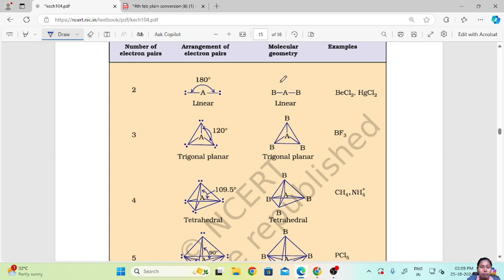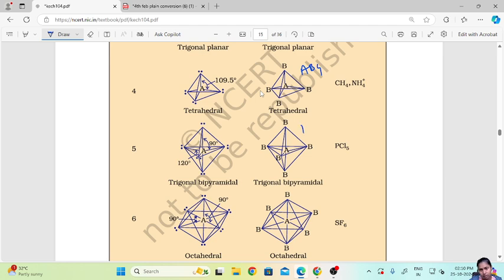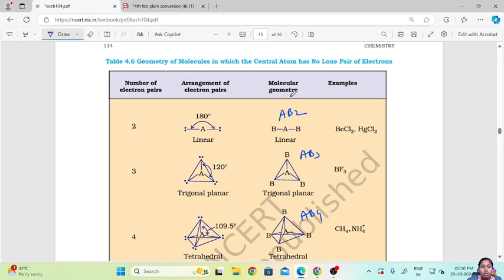So here there is an example. This is AB2, AB3, AB4, AB5 and AB6. Okay, so in AB2, A is your central atom and B are the atoms associated with it. Mostly AB2 forms a linear structure. For example, BeCl2, HgCl2. Okay.